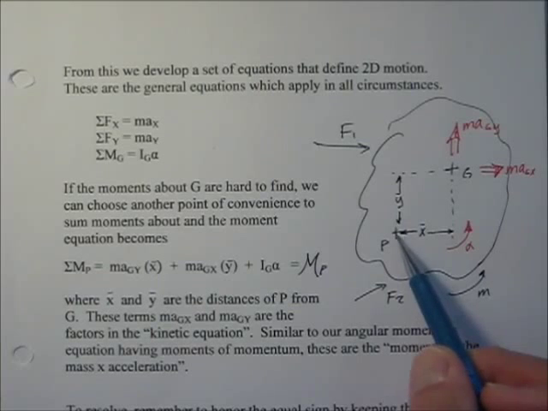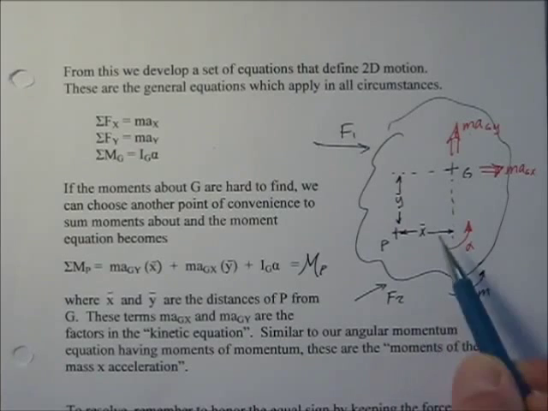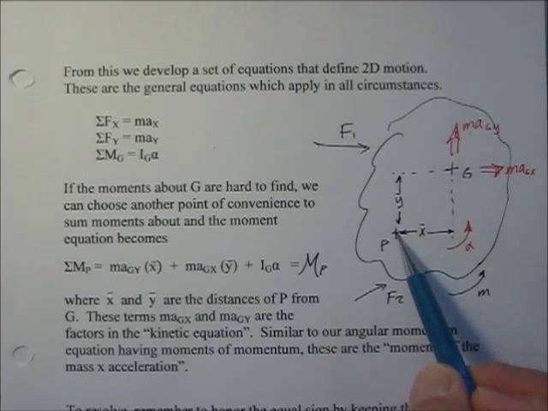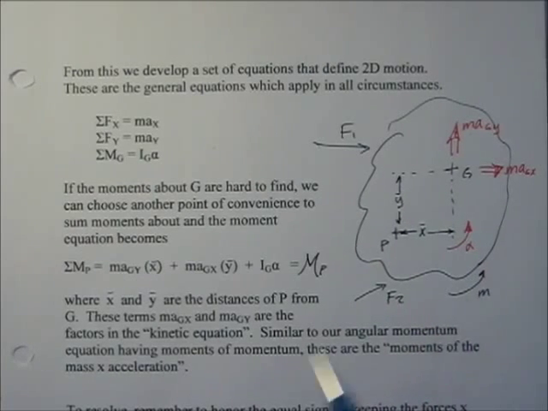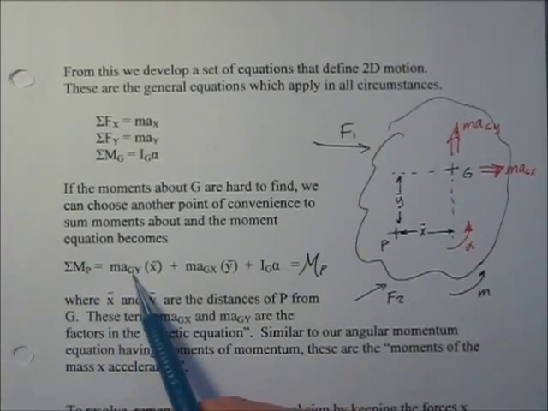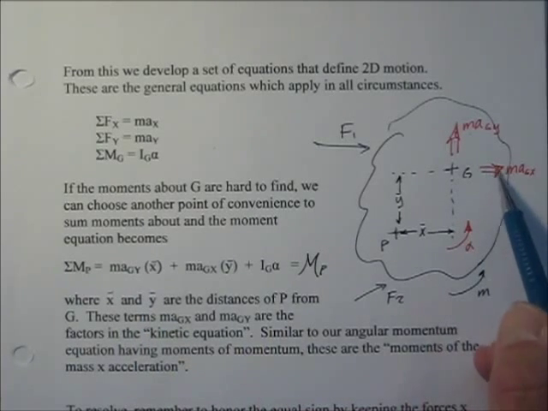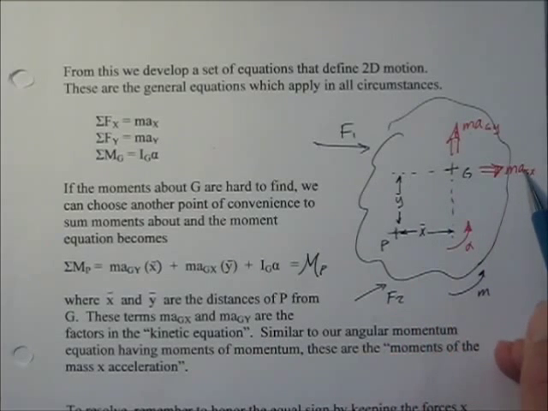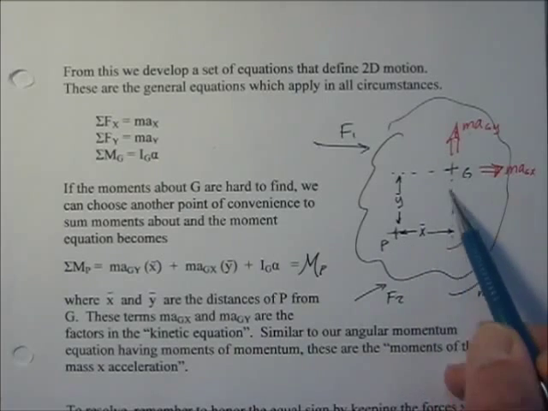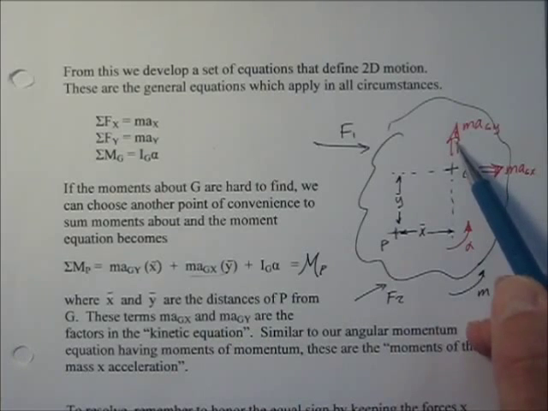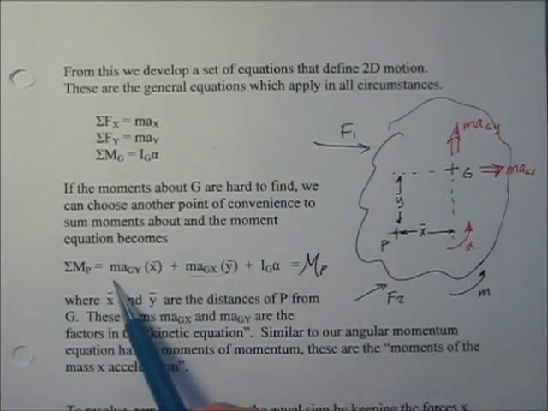However, they may be separated by a distance from the actual point of rotation, or the actual point that we want to consider. We're going to call that distance x bar in the x direction, and the distance in the y direction, y bar. So our moment equation about p becomes: the sum of the moments about p is equal to the mass times acceleration vector, separated by the distance in the y direction. So if I'm having mass times acceleration in the x direction, it would be separated from point p by that distance y bar. That's that term right there. We'll also have a mass times acceleration in the y direction separated by a distance x bar, which is that term.